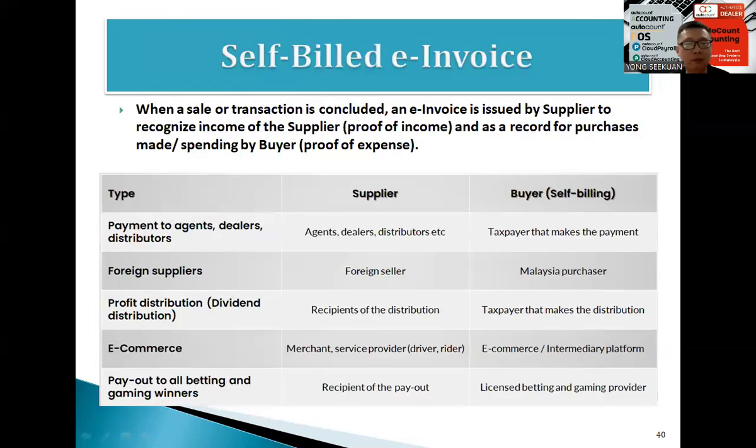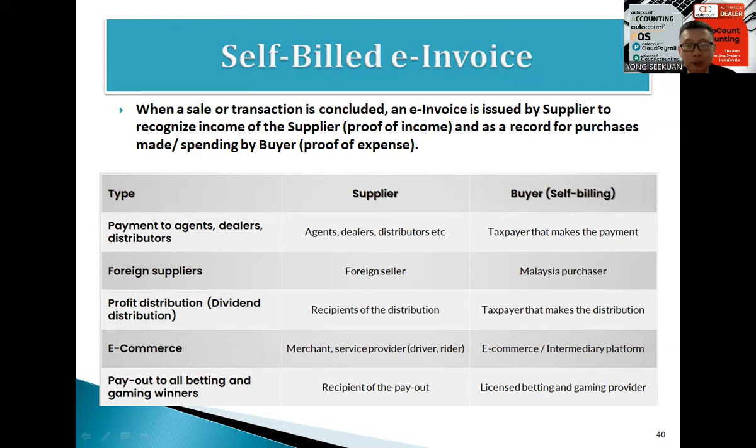Firstly, you pay commission to your agent or your dealer, so you need to self-bill. Let's say, for example, I sell Auto Car's cars, then I get the commission. Auto Car will issue commission to me, right? So I won't issue any invoice to you. So then Auto Car, to prove this commission expense, needs to self-bill.